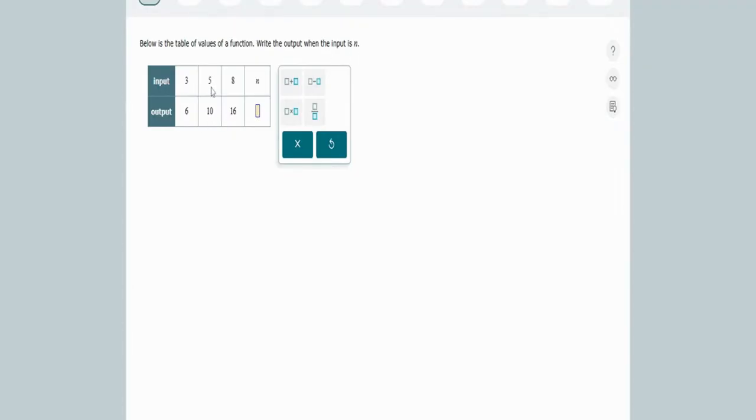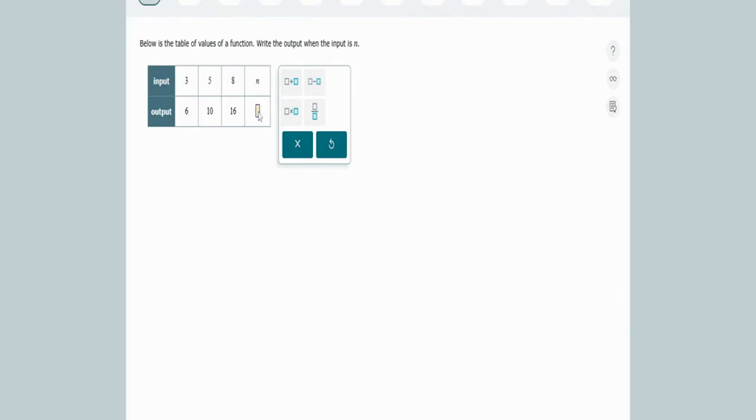If you notice, as we go across here, to get a 6 from this 3, I can either add 3 or I can double it, multiply it by 2. So we've got to keep going across and see what holds up. If I add 3 to 5, do I get 10? No, I get 8. But if I multiply 5 by 2, I do get 10. So it looks like we're doubling the input to get the output.